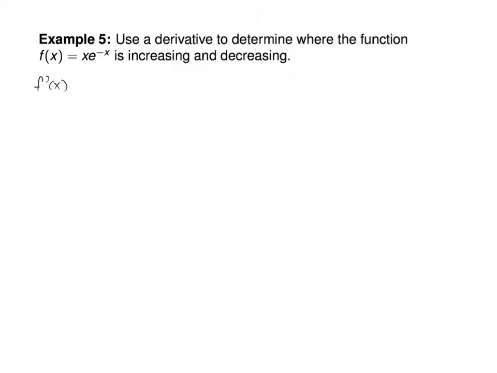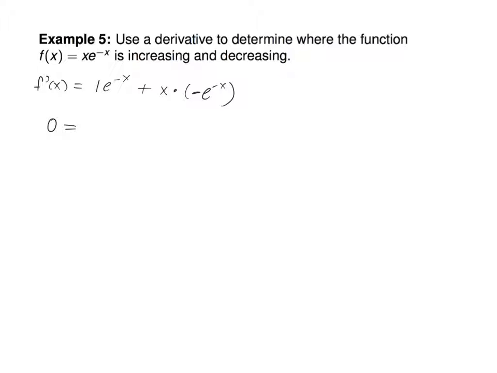So you must use the product rule and the chain rule in taking a derivative. So this will be 1 times e to the negative x plus x times, what's the derivative of e to the negative x? Is it negative e to the negative x? It's negative e to the negative x. It's e to the negative x times the derivative of negative x, which is negative 1. Okay. So set that equal to 0.